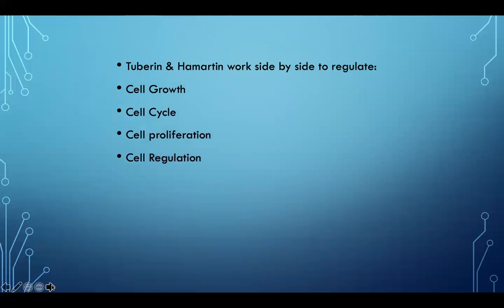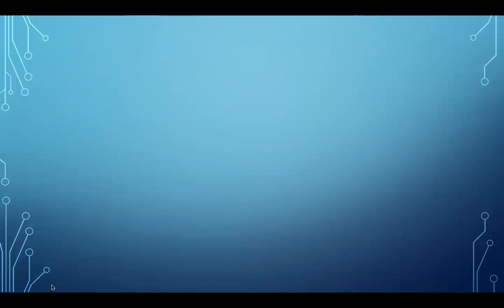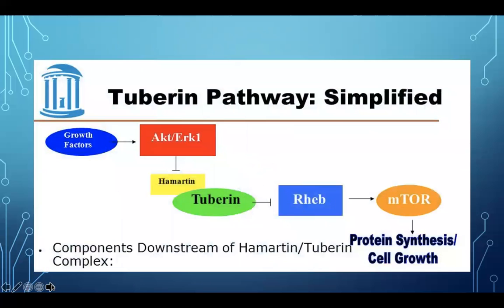In order to explain what tuberin does, I feel as though it is necessary to explain how hamartin also works, as these two proteins coincide to regulate cell growth and cell proliferation. So this is the tuberin pathway, and I'll walk us through this. Here we can see hamartin and tuberin working side by side.